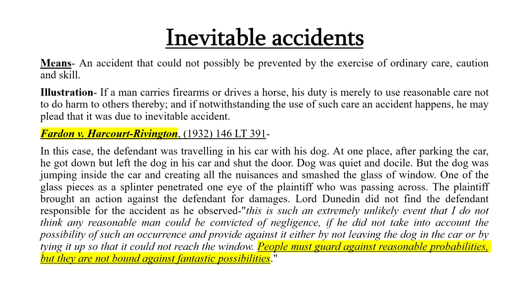I will quote from the portion of the judgment of Lord Dandin, where he says, this is such an extremely unlikely event that I do not think any reasonable man could be convicted of negligence if he did not take into account the possibilities of such an occurrence and provide against it either by not leaving the dog in the car or by tying it up so that it could not reach the window. So, people must guard against reasonable probabilities, but they are not bound against fantastic possibilities.